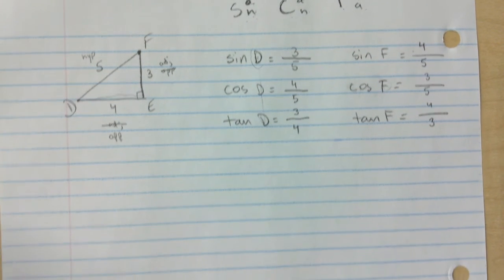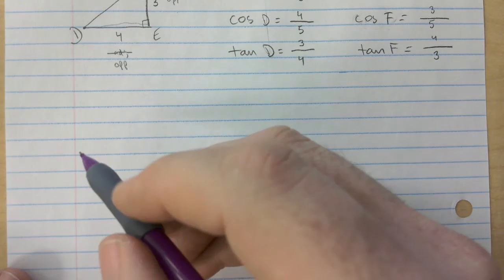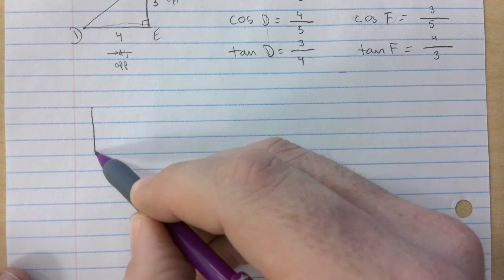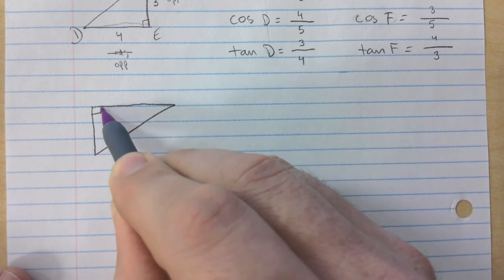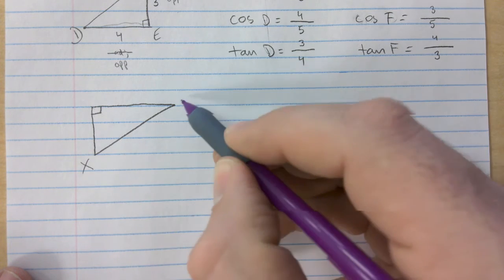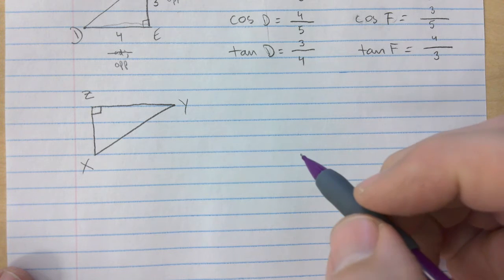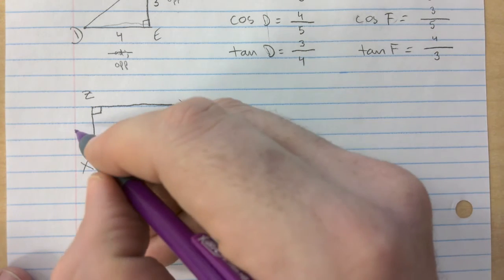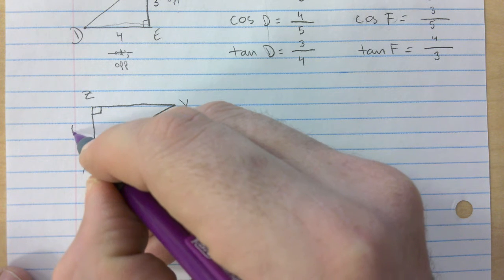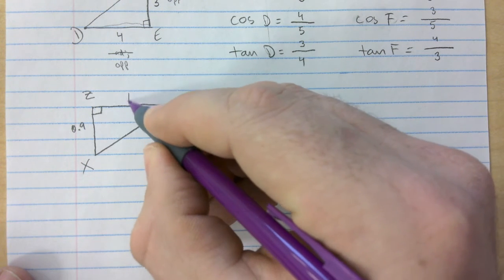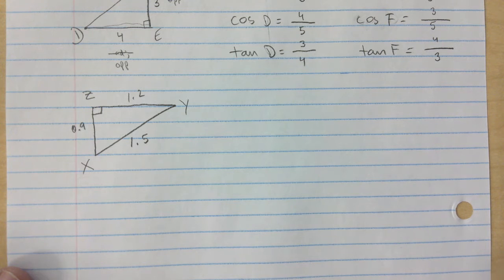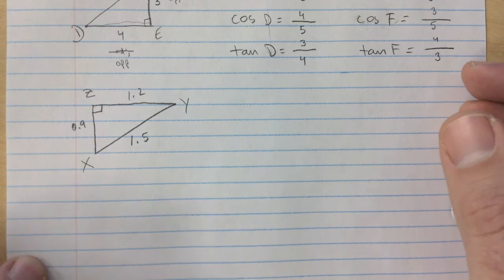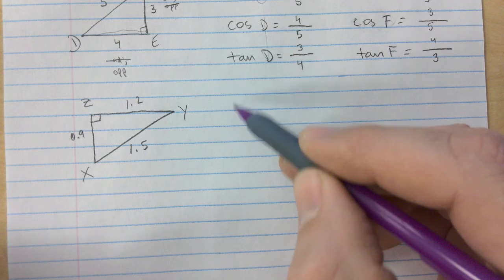Okay, so to refresh, I've got to make sure you understand that. Let's graph another triangle here. And I will kind of mix it up on you a little bit. Okay, so we're going to call this X, Y, Z. And we're going to go 0.9, 1.2, and 1.5, like that. And it doesn't matter if it's centimeters, inches, feet, you name it. Okay, so I'm going to mix it up on you here.